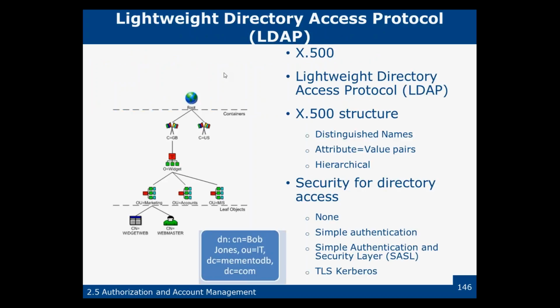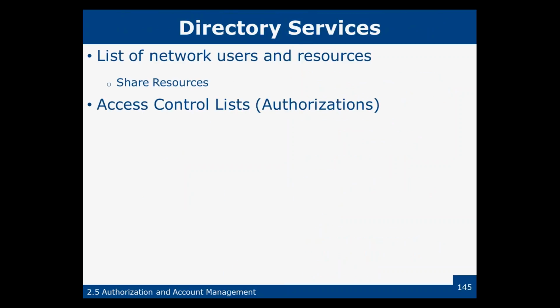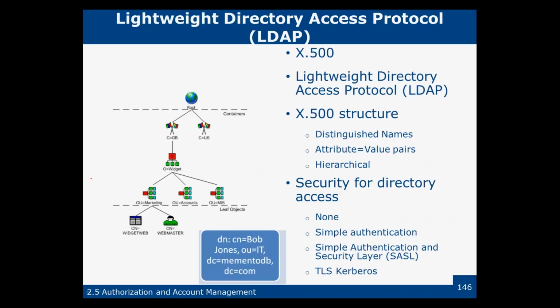LDAP is a protocol that's used for the major authorization protocols, and it's where the usernames and passwords are stored. It's an X.500 standard. LDAP is Lightweight Directory Access Protocol. It uses the X.500 structure: distinguished names, attribute-value pairs, and it is hierarchical. That's where we get the distinguished names, because the distinguished names are going to be part of what we have.